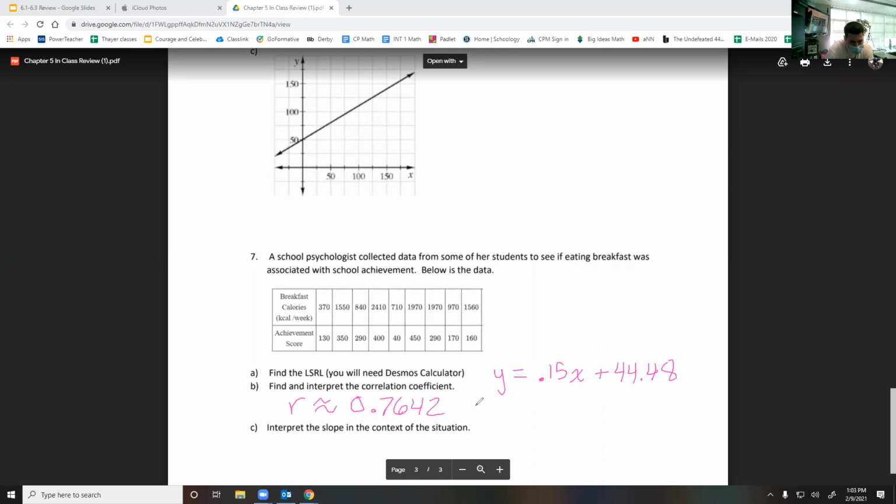And that means we are moderately strong, we are positive, and we are linear. And then the slope in this situation is 0.15 over 1, which means 0.15 in your score per 1 breakfast calorie. So the more calories you eat, the more you boost your score, apparently.